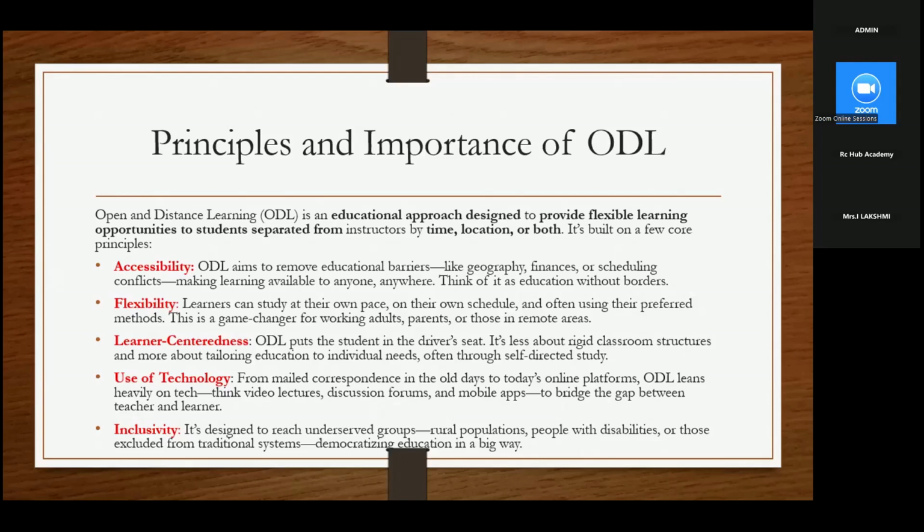And learner-centeredness, so that there are no rigid structures. We don't have to sit for 1 hour or 1.5 hours to listen to class. Whenever I need, I can take my seat and learn the concepts very well. That is what is called centeredness.